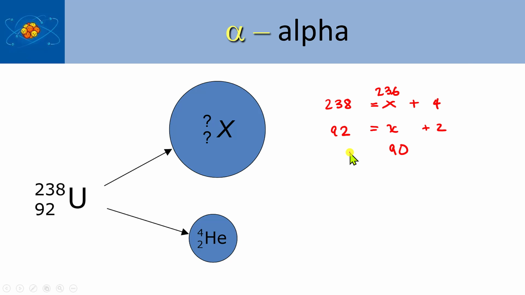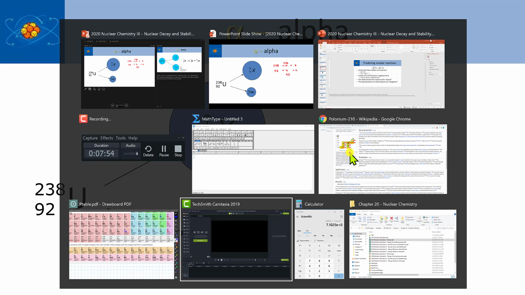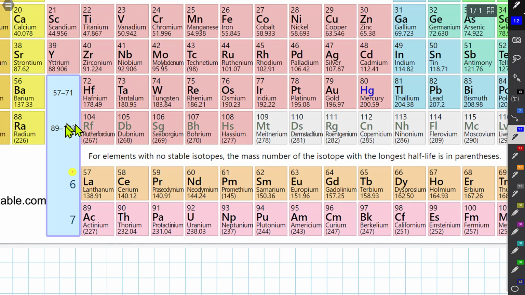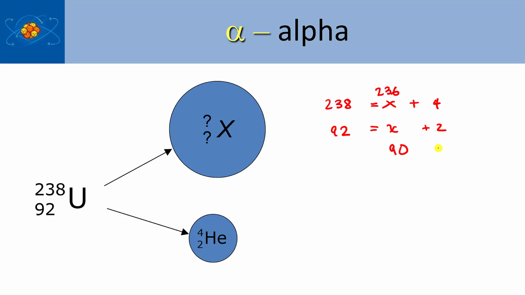So you go to your periodic table. Sorry about that, it's way down here now. 90 would be here, uranium is here, so there's thorium. That's my element symbol. So this guy here is thorium.